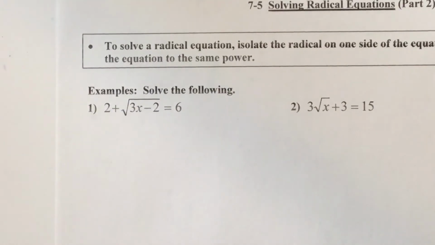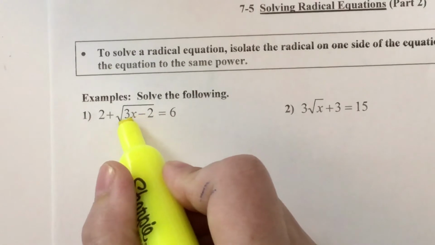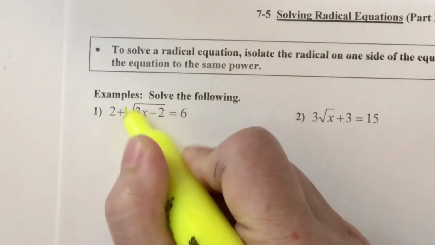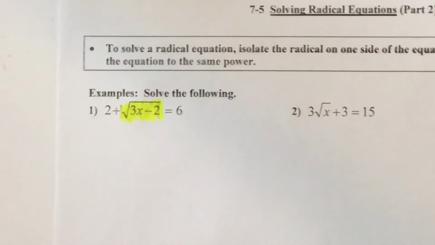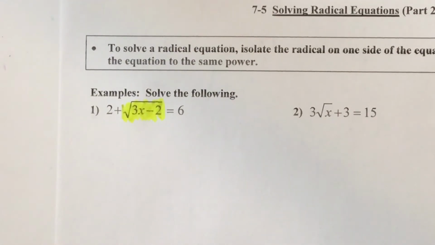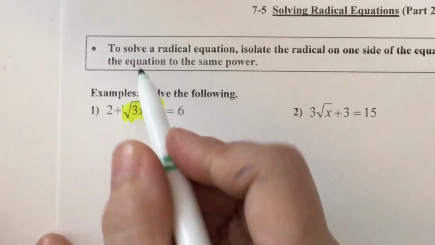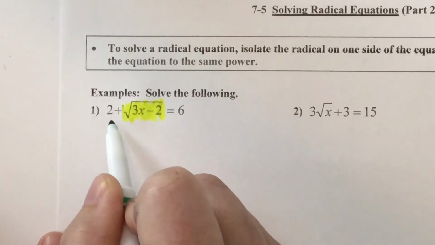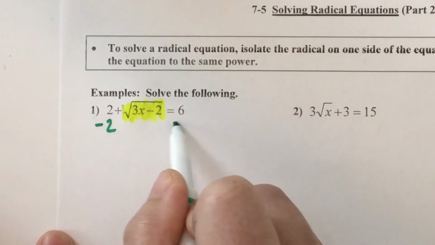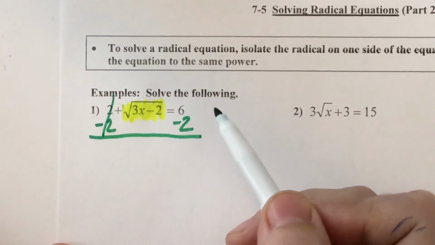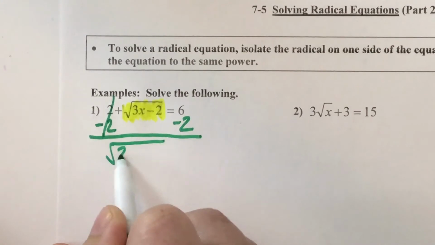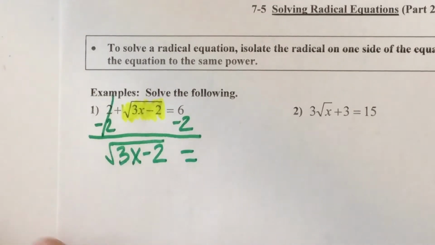All right, with these problems, you'll notice your variable is under a radical. So I need to get that variable that's under the radical by itself before I can move on. So in this problem, I need to get rid of that 2. How do you think you get rid of it? Subtract it. The 2's not smushed with the radical, so it's just a positive 2, so we're going to subtract it. That way, 2 minus 2 makes 0, and now it's gone. So all you have left is the square root of 3x minus 2 on the left side. And on the right side, what is 6 minus 2?